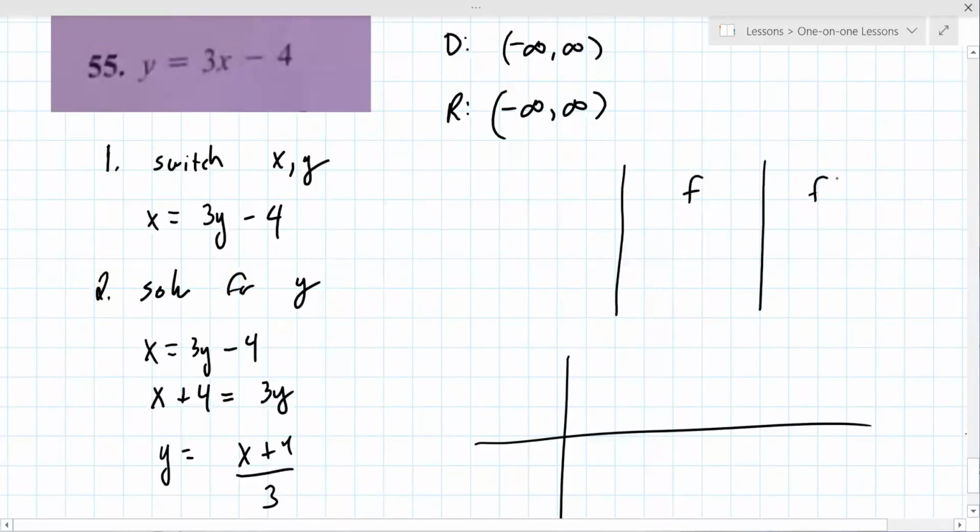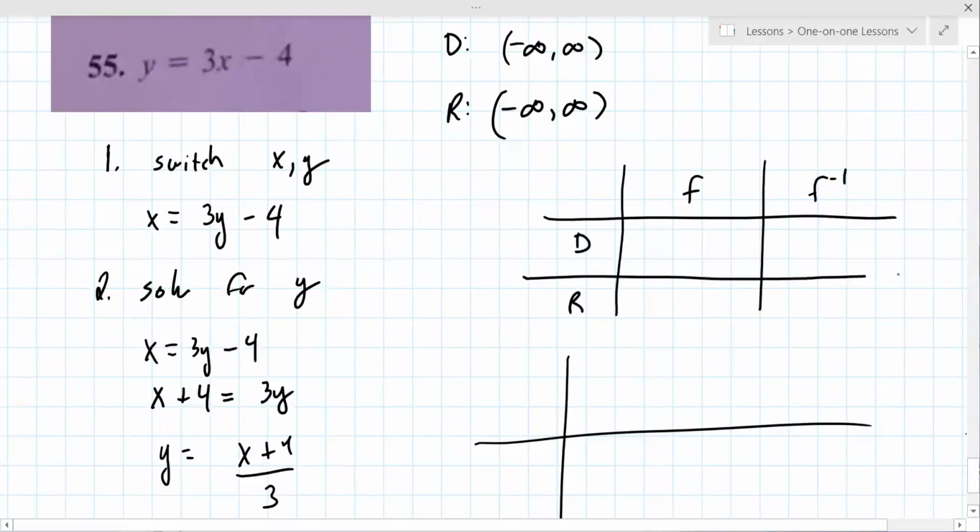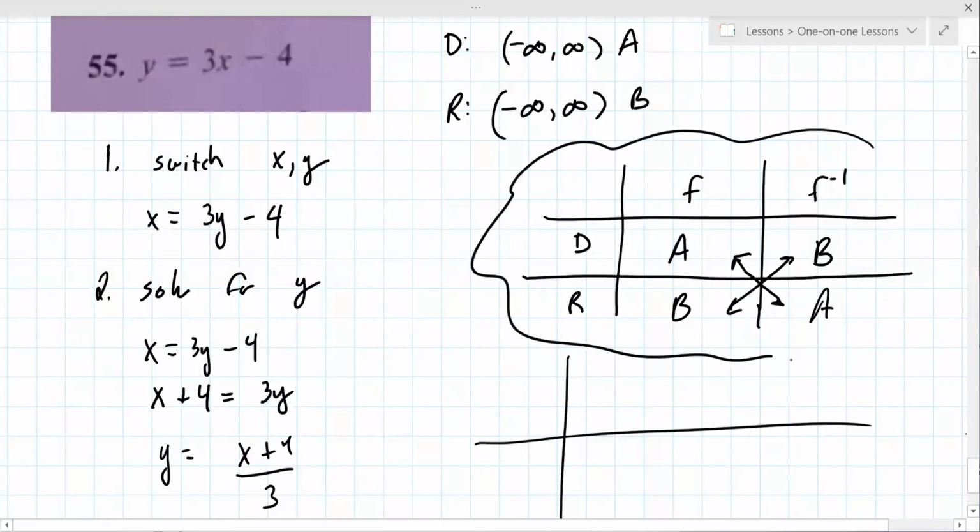F and F inverse, and then you have your domain and your range here. So let's just say I'm going to call this A up here and this B. So your domain of F is A, your range of F is B. The domain of F inverse is B, and the range of F inverse is A. There's this relationship that you have to know.